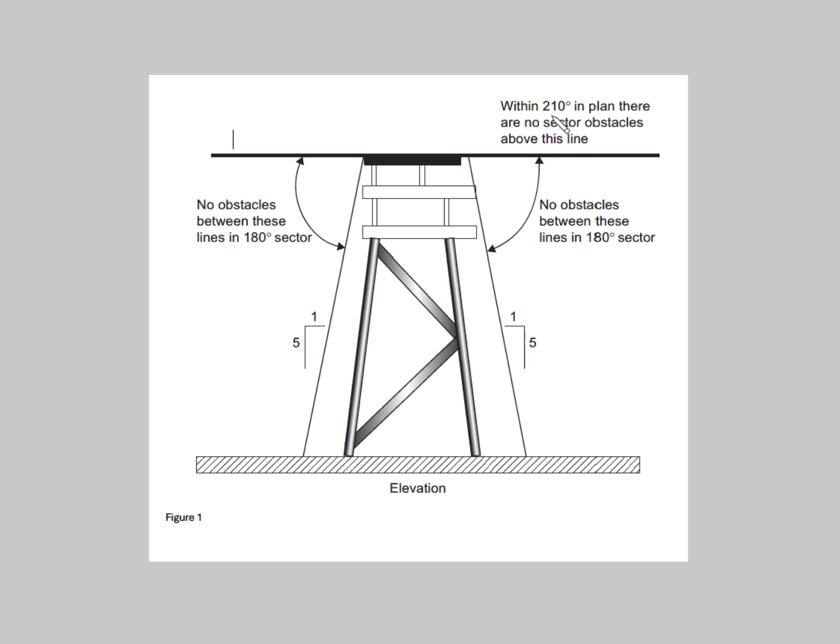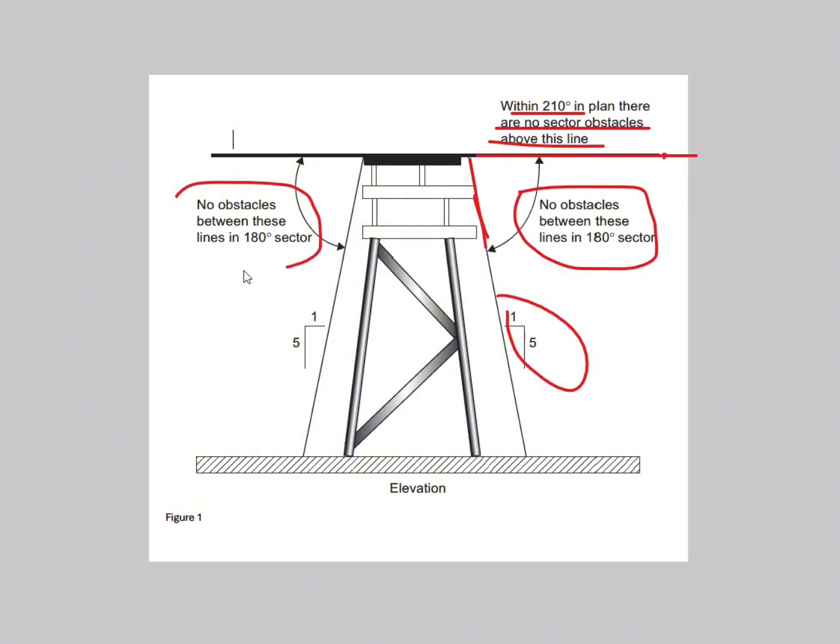Here also you can see within the 210 degree in plan there are no obstacles above this line, and this line is the 1 in 5. After this line there are no obstacles between these lines in the 180 degree sector, between this horizontal line and this inclined line, that is the 1:5 falling gradient. There should be no obstacles between these lines in the 180 degree sector. In the elevation view you can see this 1 in 5 is the falling gradient also.